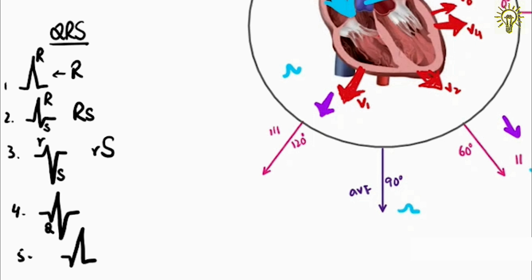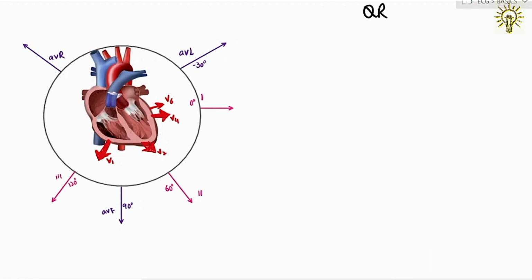In the fourth wave, it begins with a negative deflection, so it is called the small q, followed by capital R and capital S. To understand the QRS complex, we will take two leads from the limb: one left-sided lead, lead 2, and the other right-sided, AVR.